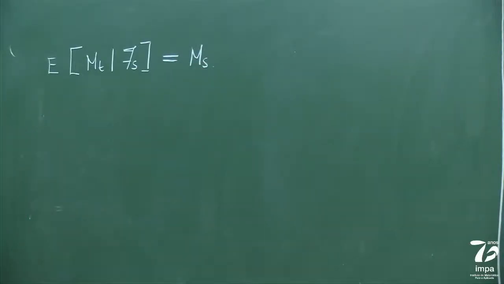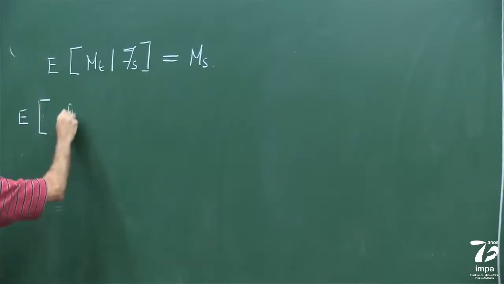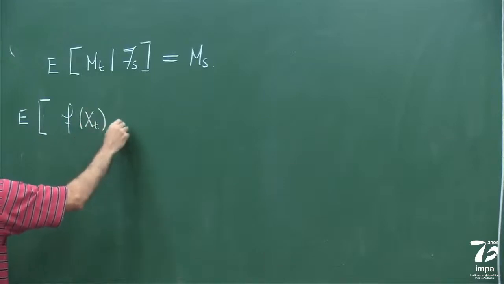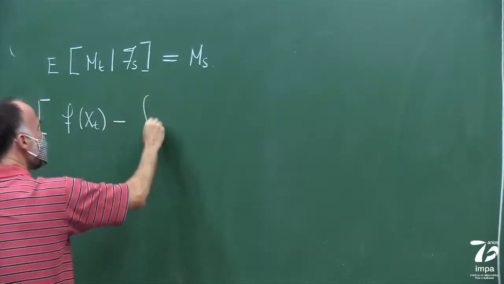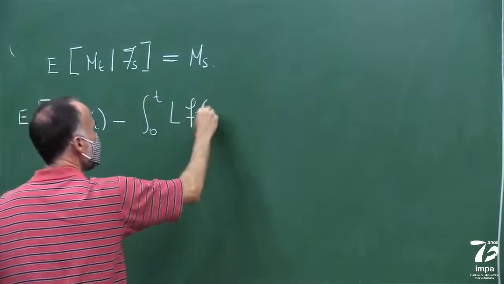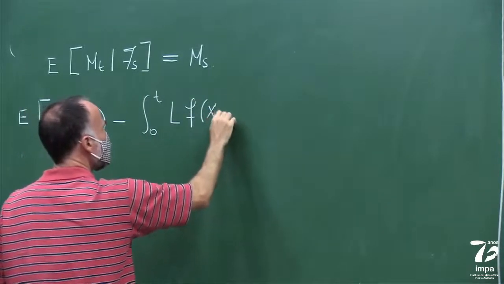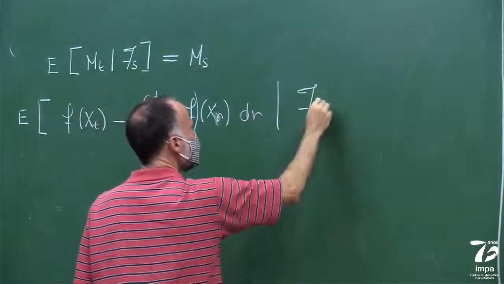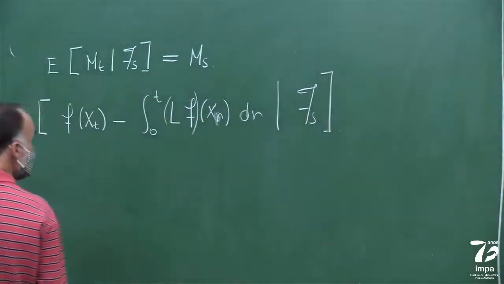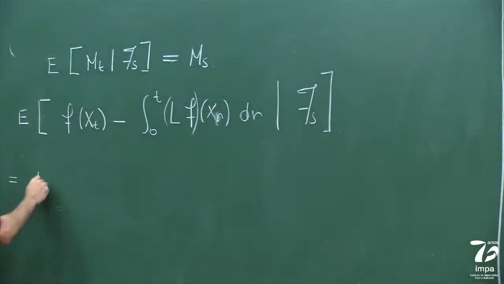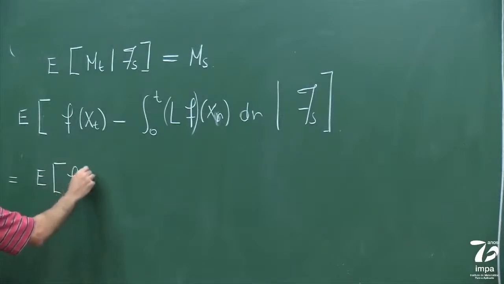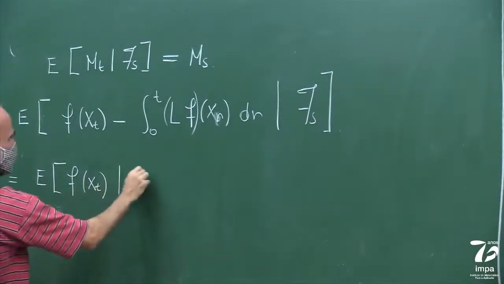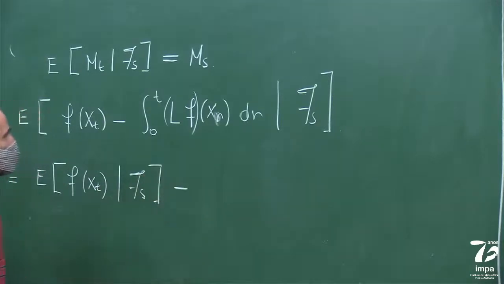So let's prove that. By definition, M_t given F_s is the expectation of f(X_t) minus the integral from 0 to t of Lf(X_r) dr, given F_s. So let me use linearity. So this is the expectation of f(X_t) given F_s minus the conditional expectation of the second piece.